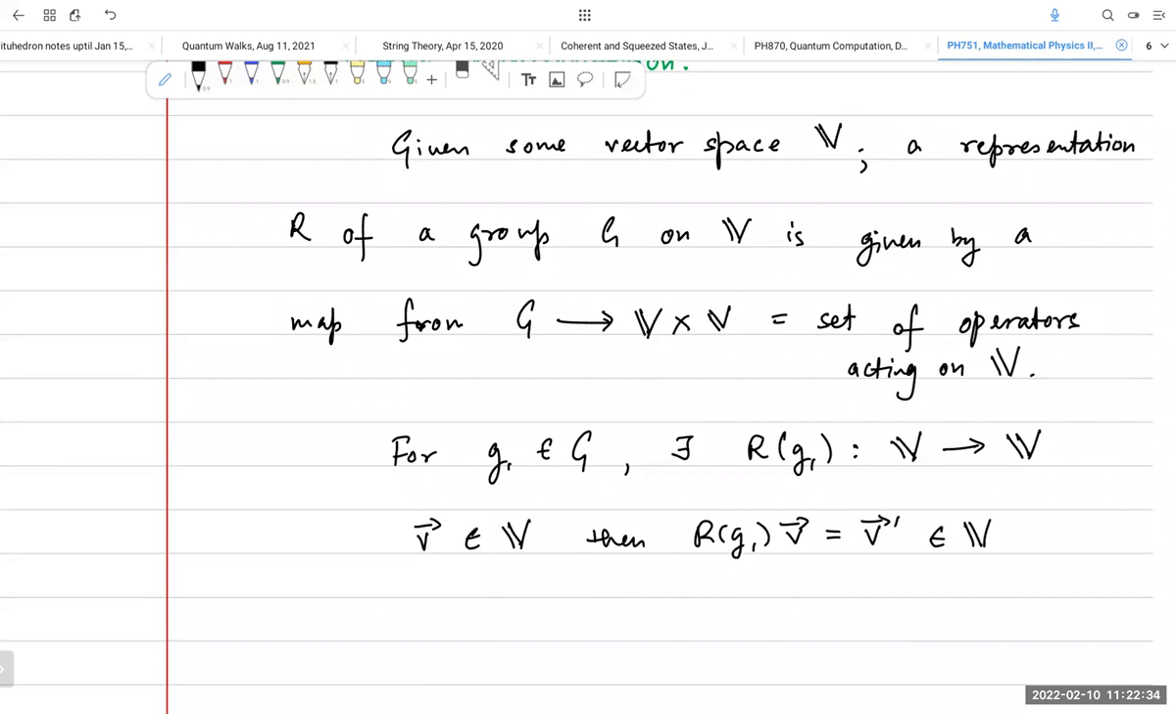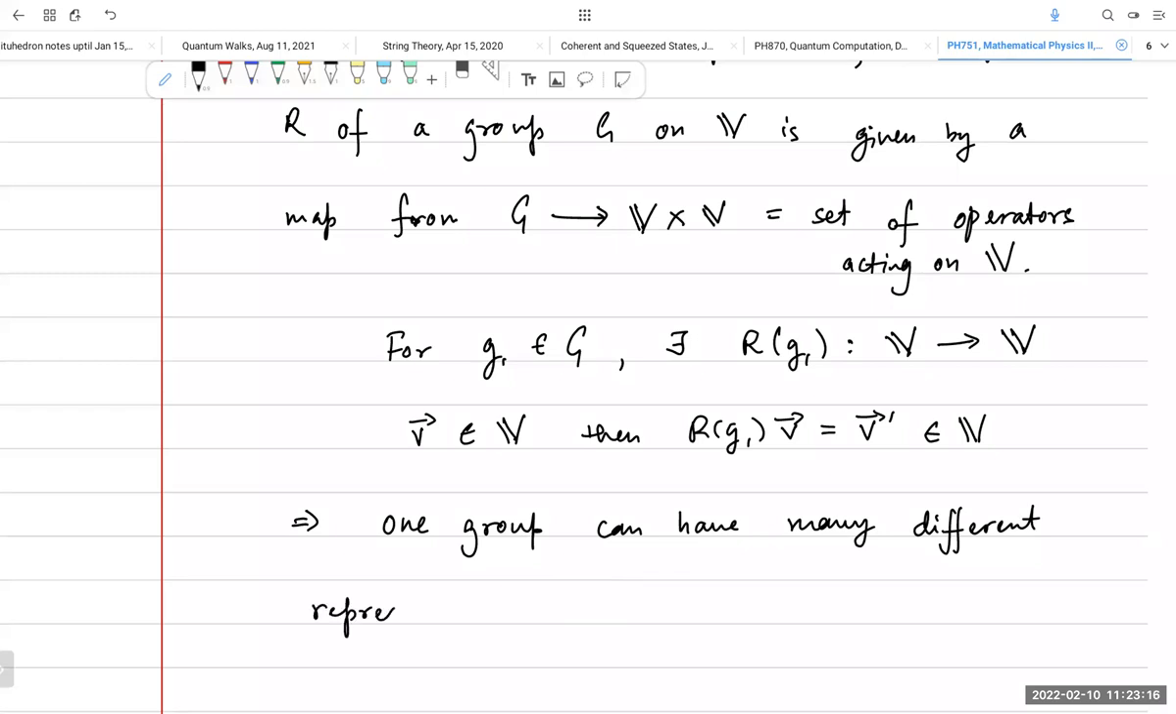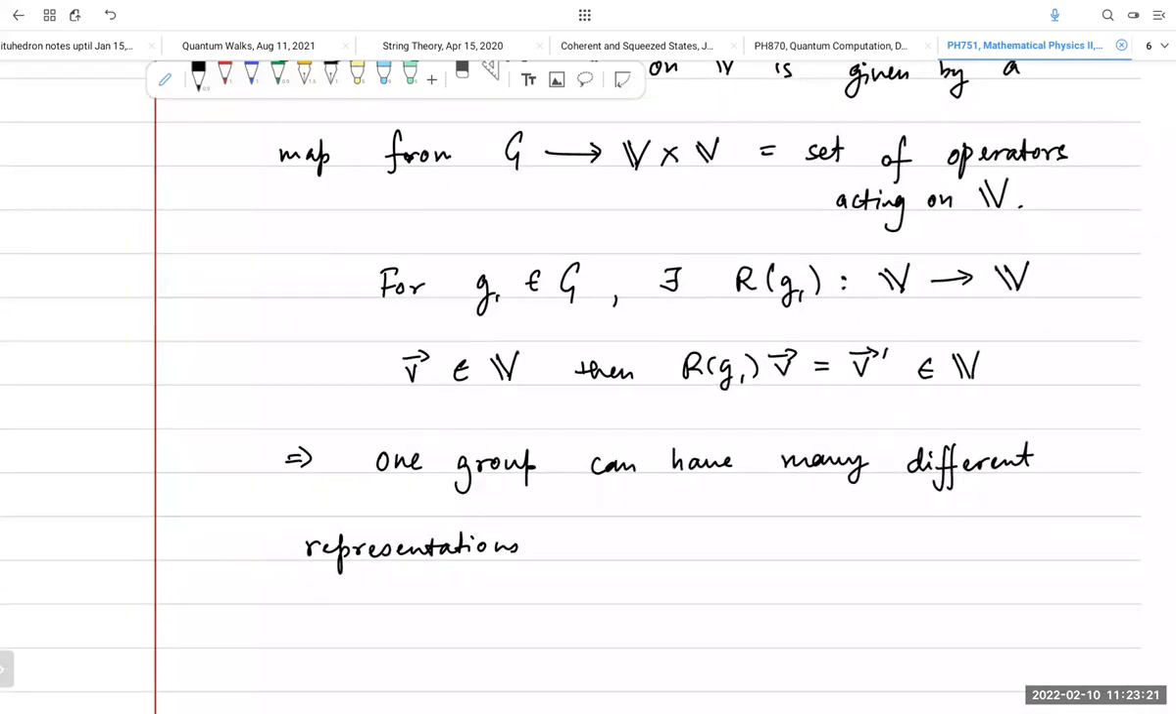Now, the important point to note here is that for a given group, the representation depends on the choice of your vector space. So what this means is that one group, any group, can have many different representations, depending on the vector space on which that group acts, depending on the choice of V.